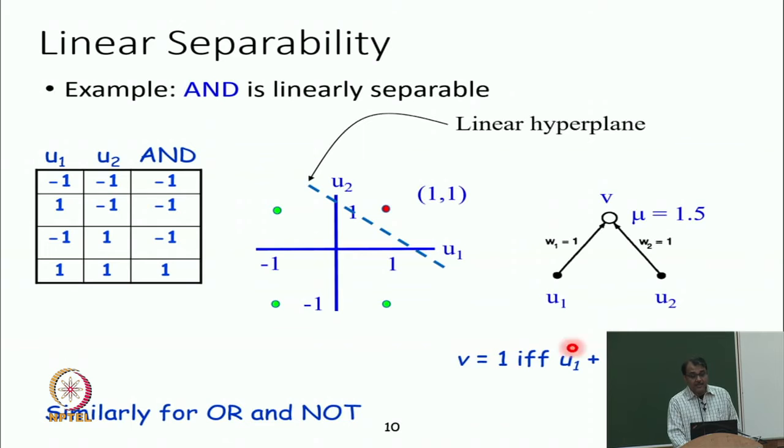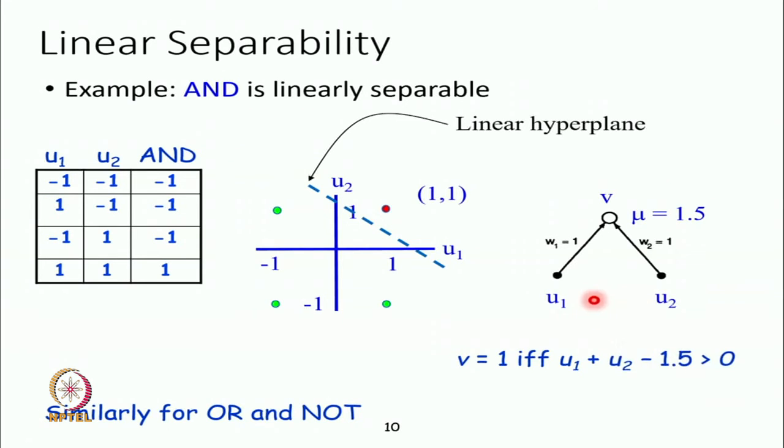For example, if W1 is 1 and W2 is 1 and the threshold is 1.5, then this creates this particular linear hyperplane. Why? Because if both of them are 1, then the sum is 2 and that's greater than 1.5. If both of them are -1, then this is -2, so it's not greater than 1.5. Even if one is 1 and the other is -1, it's 0, it's not greater than 1.5. Everybody with me?